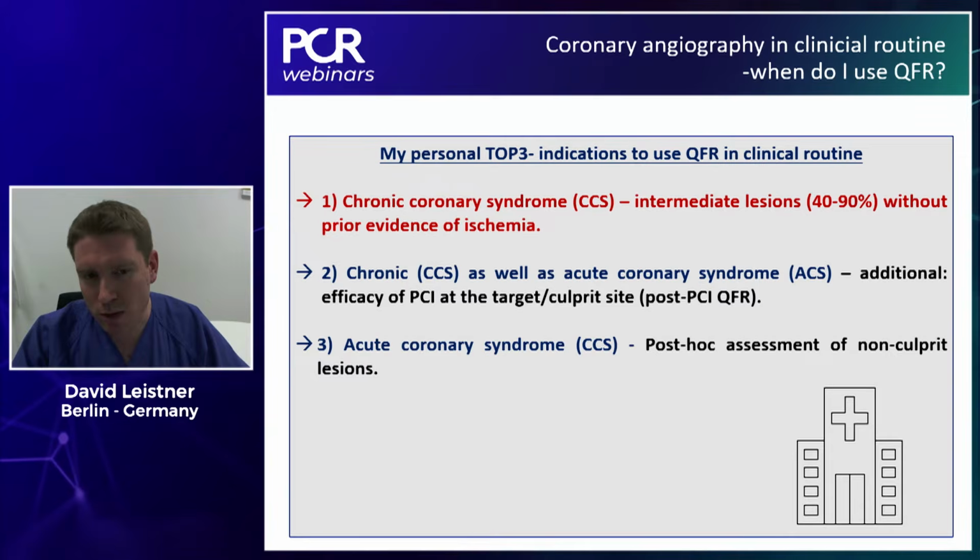And I want to present to you one clinical case for each of these indications, starting with the case of a chronic coronary syndrome of a patient with an intermediate lesion. This is the most important and the most frequent indication where I do QFR without a prior evidence of ischemia, for example, from stress MRI or stress echo or something like this.